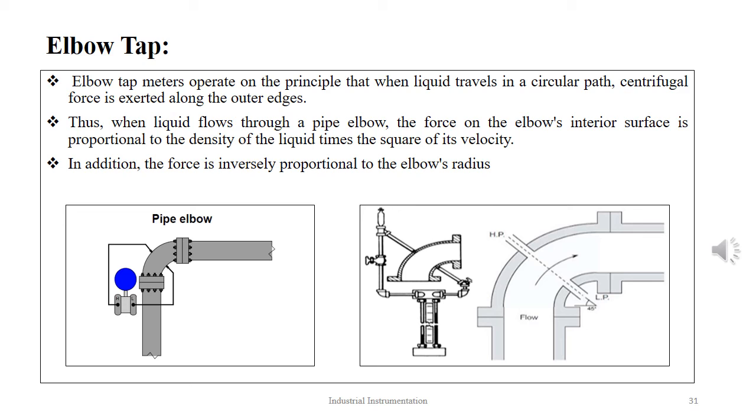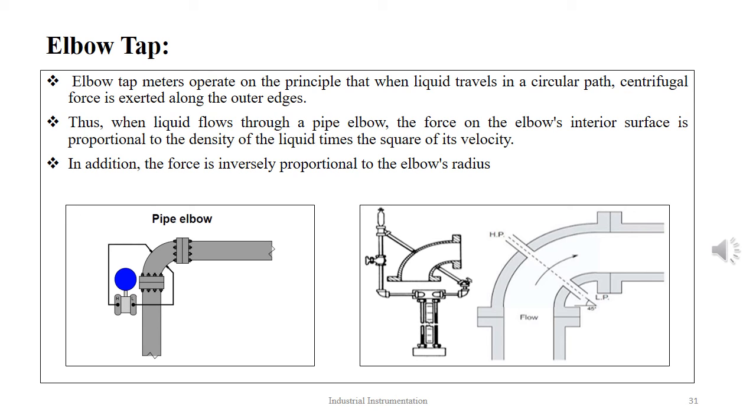In applications where cost is a factor and additional pressure loss from an orifice plate is not permitted, the elbow meter is a viable differential pressure device. If an existing elbow is used, then no additional pressure drop occurs and the expense involved is minimal.